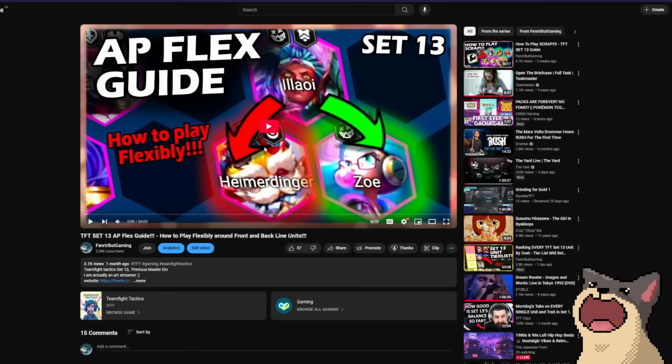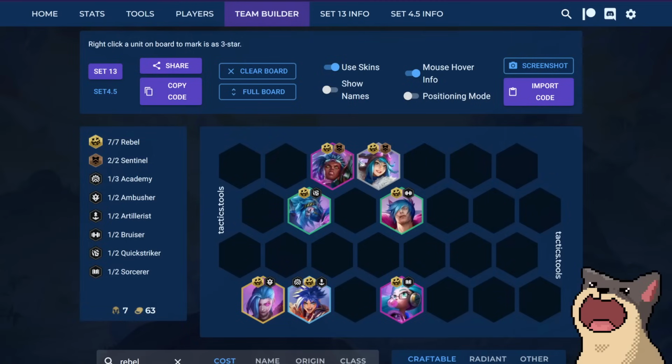This is an example that I put a lot in this AP Flex guide. There's a lot of examples of pivoting around units with this AP Flex guide, so I recommend if you care about that to watch it, but that's mostly towards AP. The example I'm going to do here is one that's really friendly to beginners, so I'm going to talk about Rebel and Academy.